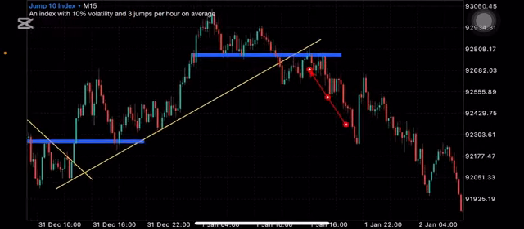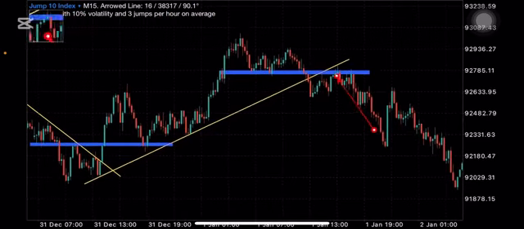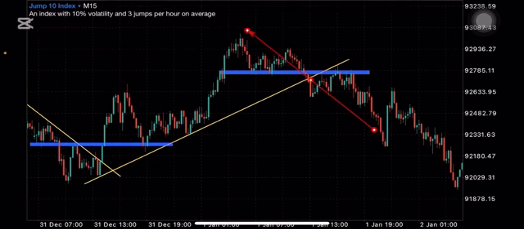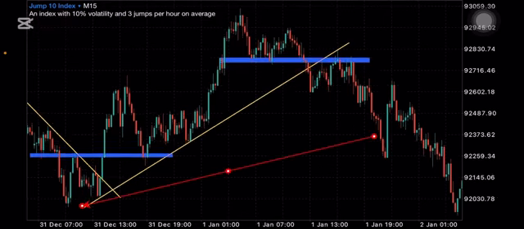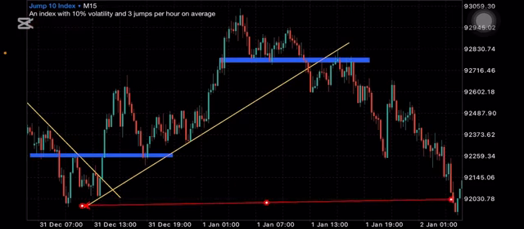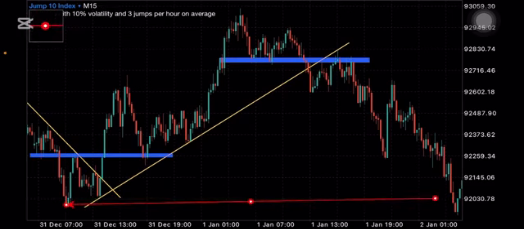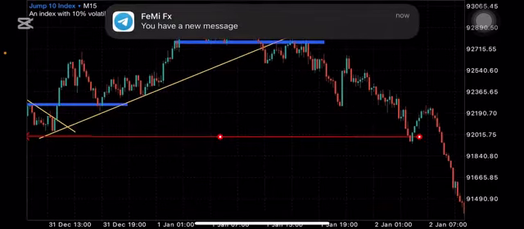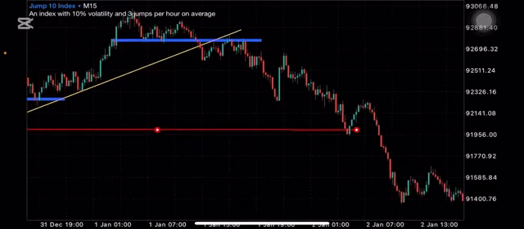Then place your SL above this high. You can also place it at this other high if you want to risk less, but safer is this high. Placing it at this high will be the safest point, and then your target is this low. This is your target. Very simple, guys. This is so crazy. Look at how price continues dropping.